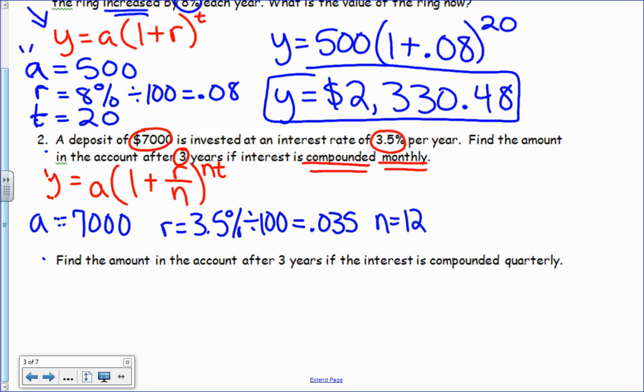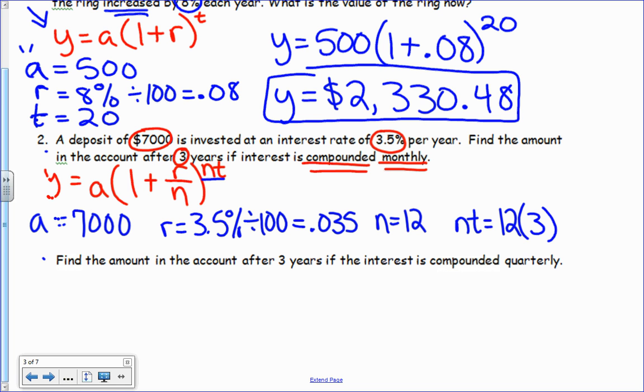And then in n times t, we're going to put 12 times 3 because t is time and the time up here is 3 years. So remember, the exponent is n times t. We're putting 12 times 3 up there.